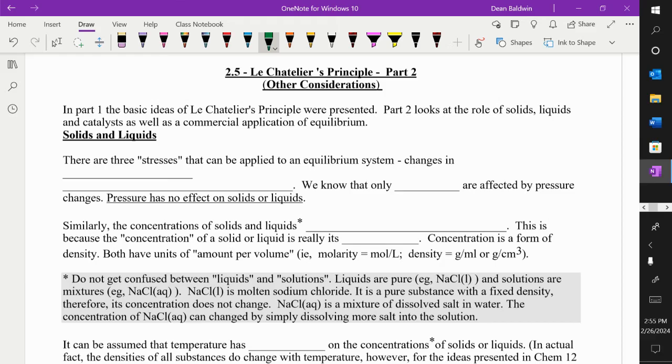Three things we can do to shift an equilibrium. What are they? What types of stresses? Temperature, concentration. I'm too lazy to write concentration, so I'm just going to put square brackets. And pressure. Gases are only affected by pressure.